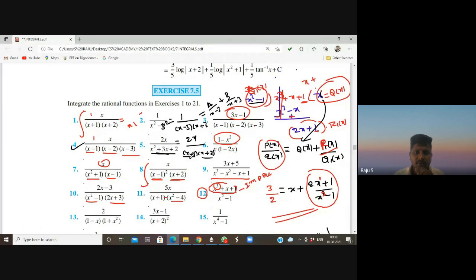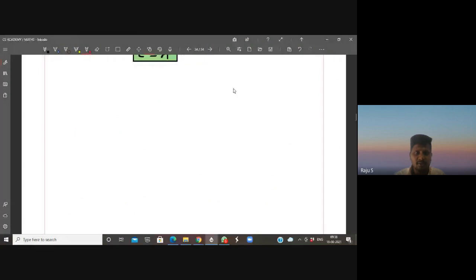x plus 1 into x plus 2 becomes x square plus 3x plus 2. After that you can write a by x plus 1, b by x plus 2. That and all you can do. And the sixth one also I'll explain, no problem. The seventh one has one quadratic expression. So let's see here. The seventh one is.